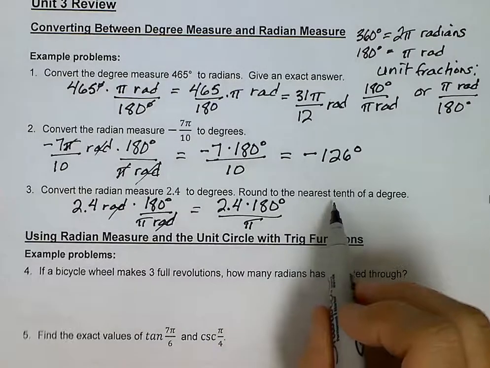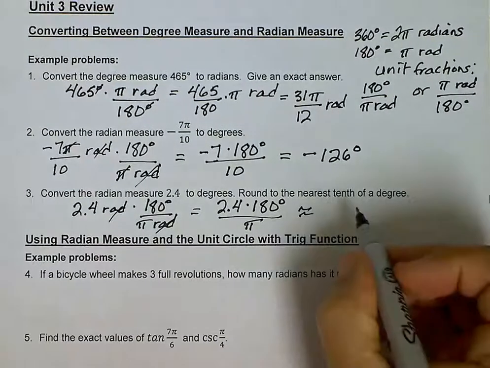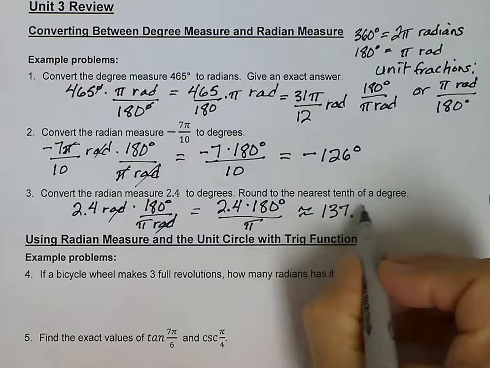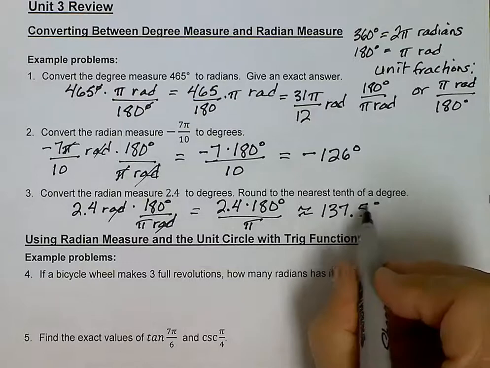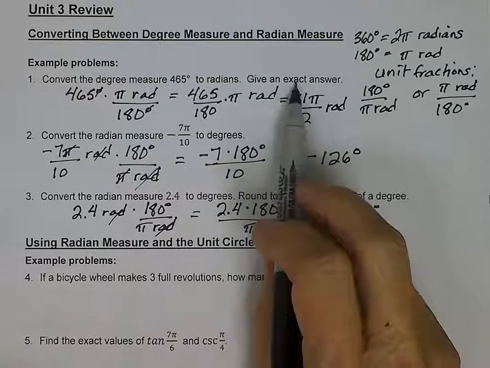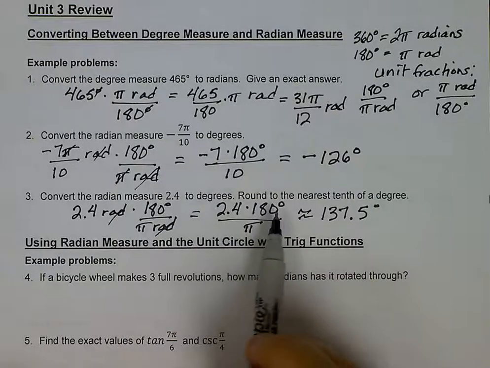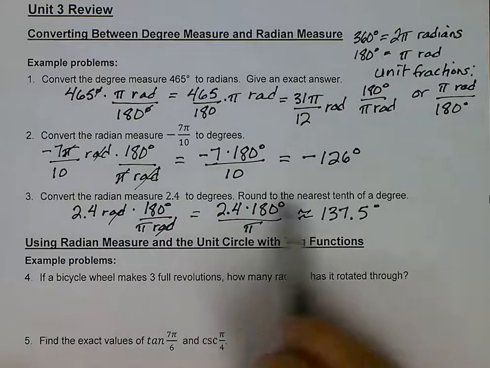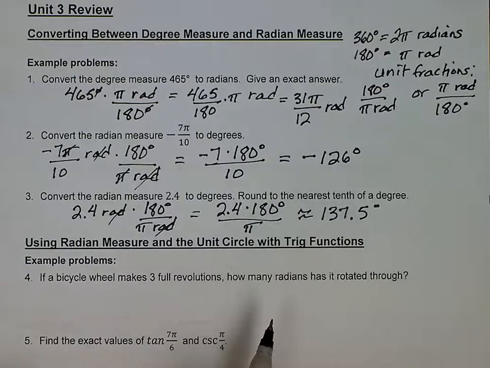In this one, we're supposed to round to the nearest tenth of a degree. Dividing it on my calculator gives me 137.5 degrees if I'm rounding it to the nearest tenth of a degree. Be careful with these types of problems, whether they ask for an exact answer or for an approximation. If they're asking for an approximation, they'll tell you how many places to round it to.